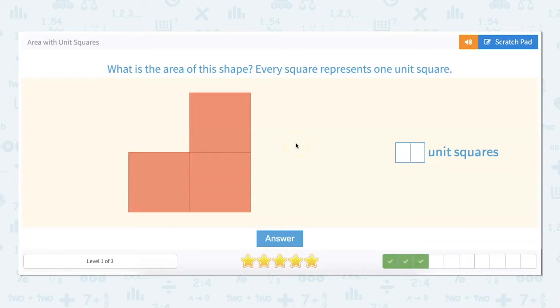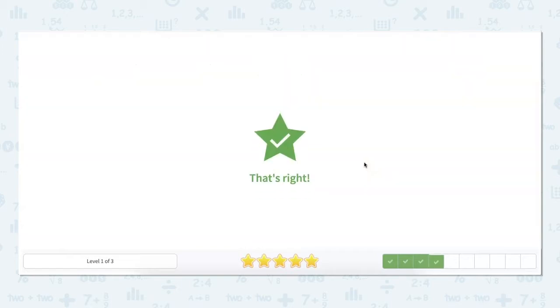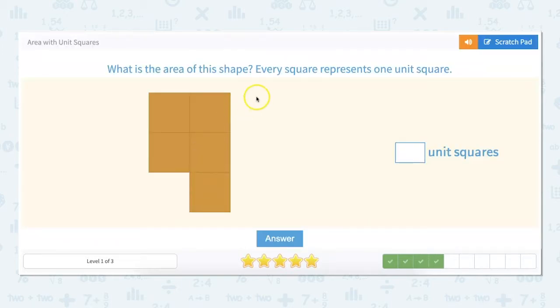So this one, your best bet is just to count the squares. So 1, 2, 3. And this one, we can count 1, 2, 3, 4, plus 1 is 5.